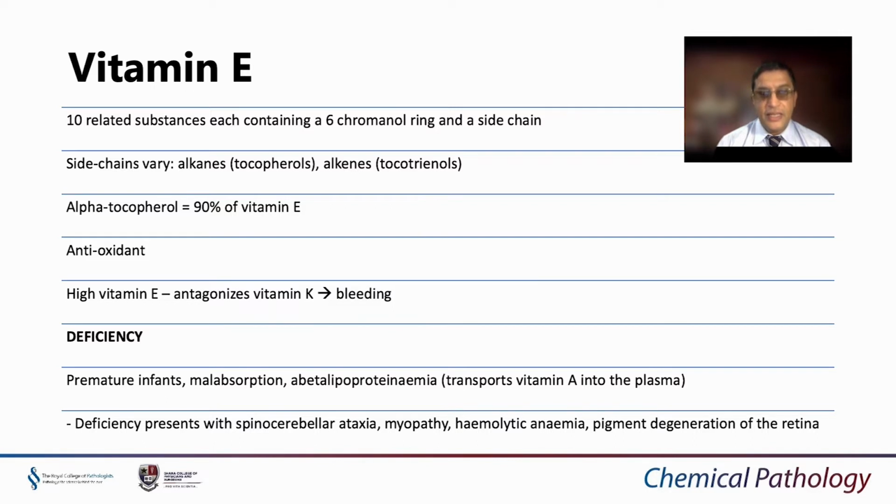Vitamin E deficiency can occur in premature infants, malabsorption states, and abetalipoproteinemia. Beta lipoprotein is necessary for the transport of fat-soluble vitamins, for example vitamin A, from the enterocyte into the plasma. And in conditions of its absence, vitamin A then can be restricted from accessing systemic circulation. Deficiency presents with spinocerebellar ataxia, myopathy, hemolytic anemia, and pigment degeneration.